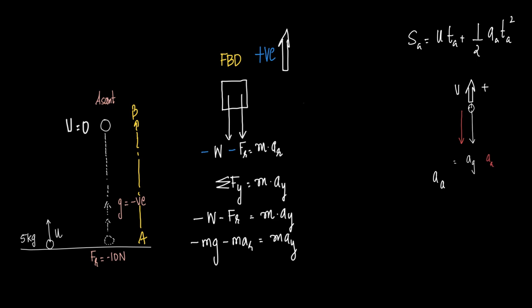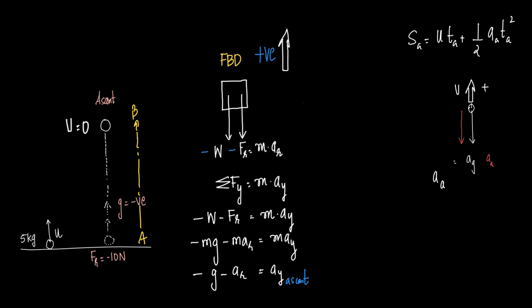Now what is Fr? Fr is the force acting on the body due to the air resistance. That will be equal to mass into the acceleration acting on the body due to air resistance, right? In which case I can write this as minus W minus Fr is equal to m into ay. What is weight? Weight is mg, so this becomes minus mg minus m ar is equal to m ay. If I cancel out m from all terms, what I get is minus g minus ar is equal to ay during ascent, right? ay during ascent. So I hope this much is clear.